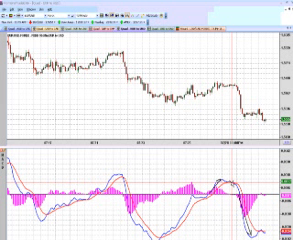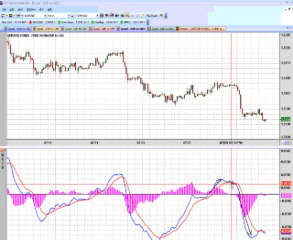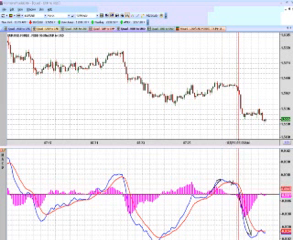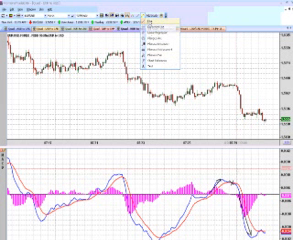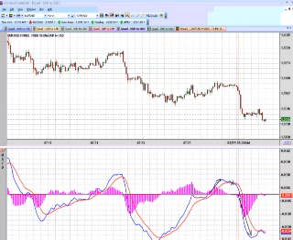But if we were to short on a break of the blue line under the red, while they were both still above zero, it would be considered more aggressive than if we took that same trade while the indicators were below zero. It's just a second confirmation. So the MACD can give you two confirming signals.